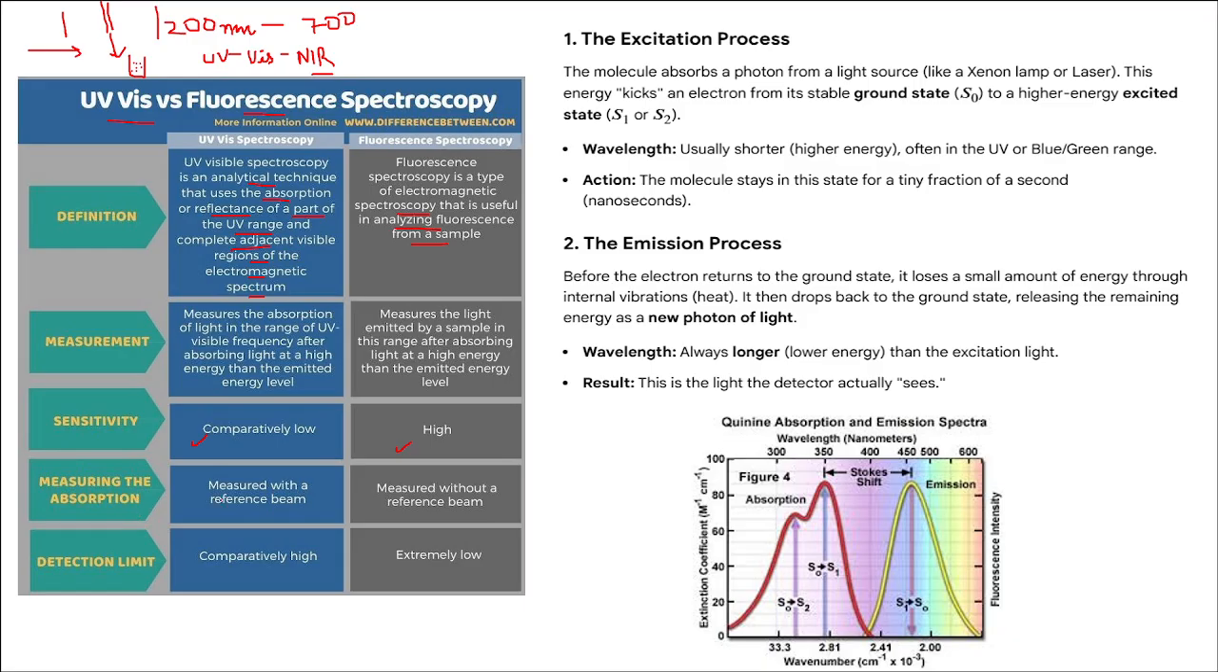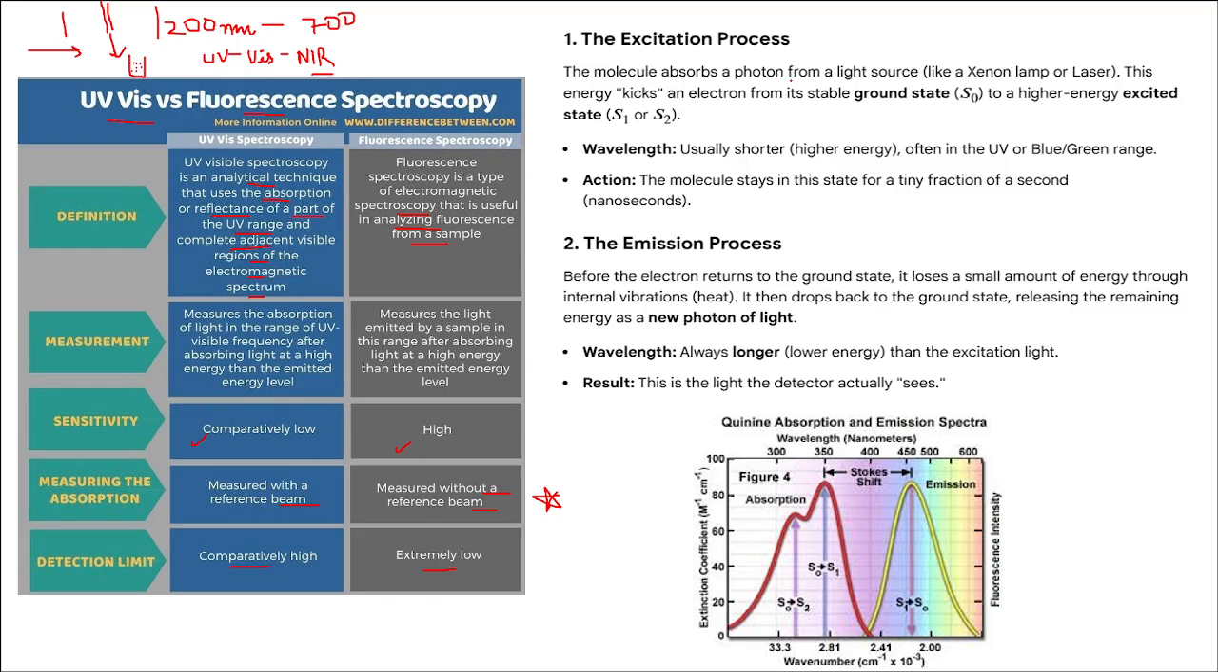Now, absorption is measured with a reference beam, while fluorescence is measured without a reference beam. This is a very important point. We'll see what this means in the next slide, where we'll discuss the instrumentation. We'll go one by one. Once we finish the UV-visible and fluorescence spectroscopy slides in this section, you will be able to relate what exactly we were talking about, how this process happens, and how it is helpful in characterizing your nanoparticles. In this case, the detection limit is comparatively high, and in the other, the detection limit is extremely low.